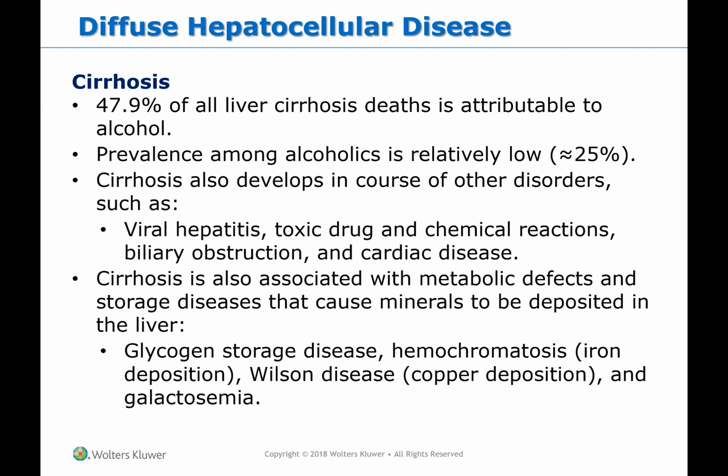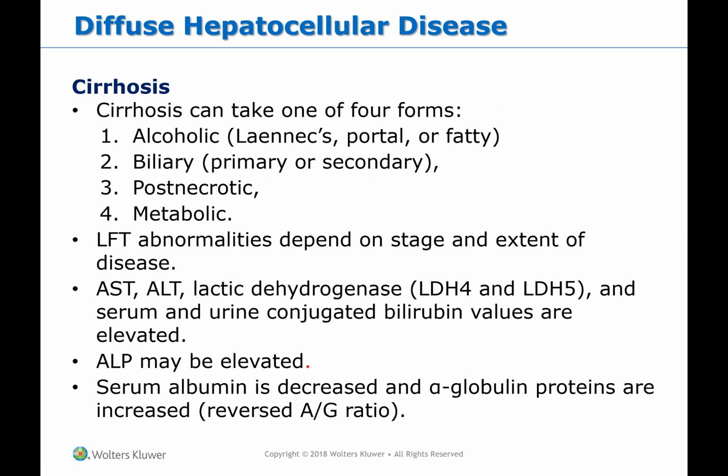About 50% of all liver cirrhosis deaths are attributable to alcohol. Cirrhosis also develops in the course of other disorders such as viral hepatitis, toxic drug and chemical reactions, biliary obstruction, and cardiac disease. And cirrhosis is also associated with metabolic defects and storage diseases that cause minerals to be deposited in the liver. Cirrhosis can take one of 4 forms: alcoholic, biliary, post-necrotic, and metabolic. The LFT abnormalities depend on the stage and extent of the disease.